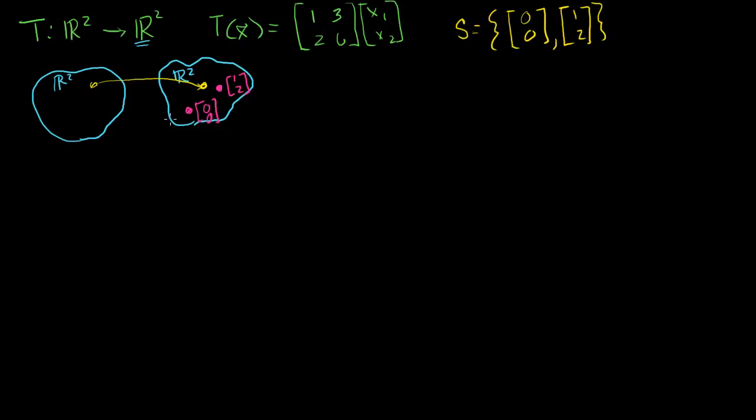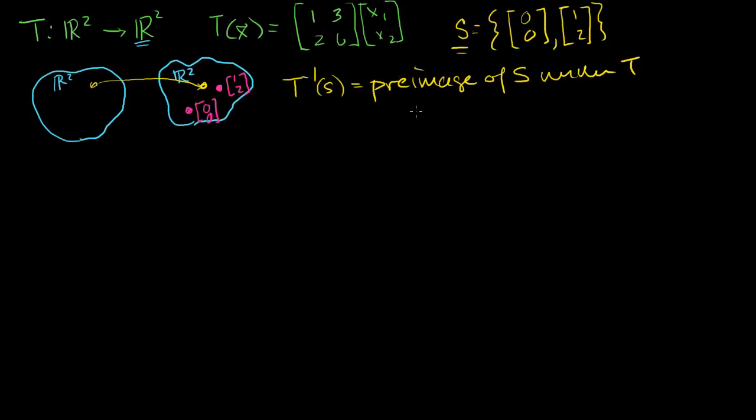1, 2. What I want to know is what are all of the vectors in my domain whose transformations map to this subset, who map to this point. So I want to know the preimage of S. So the preimage of S, let me be careful. This is the preimage of S under T.